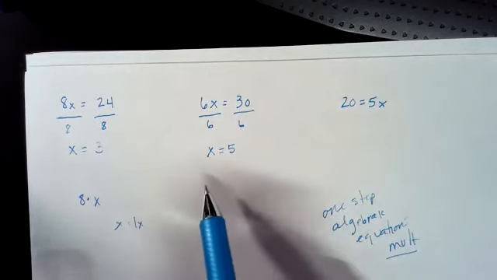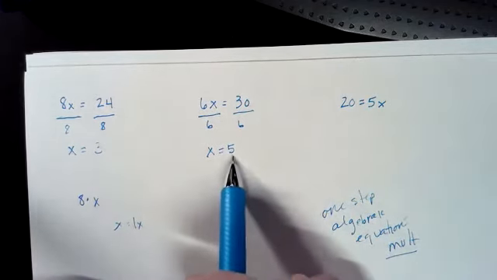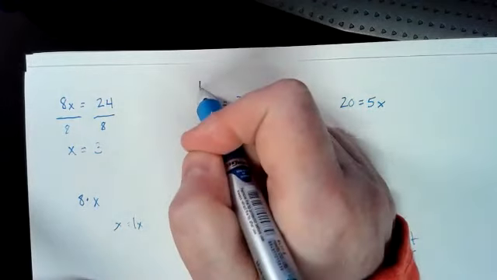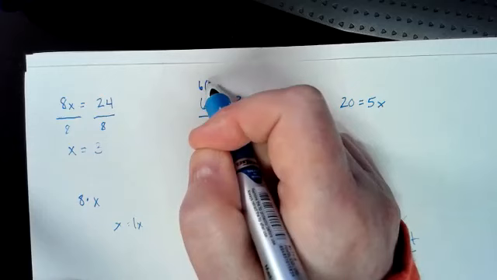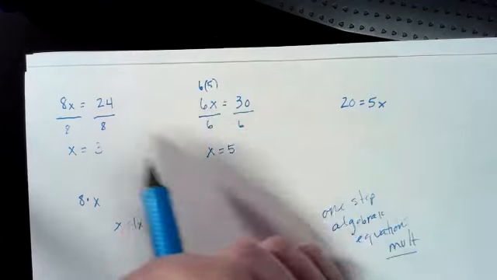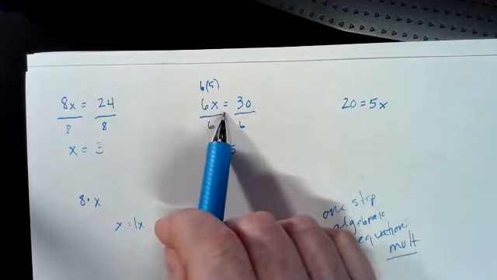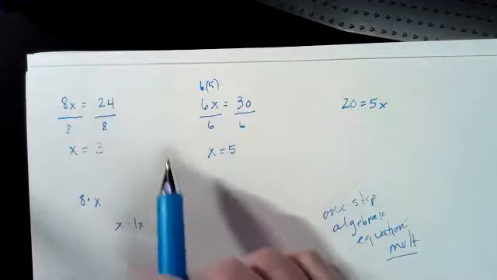Now, the great thing is you can check your work. Plug that 5 into x. So your equation is 6 times 5. 6 times 5 is 30. Look at that. So 6 times 5 equals 30.